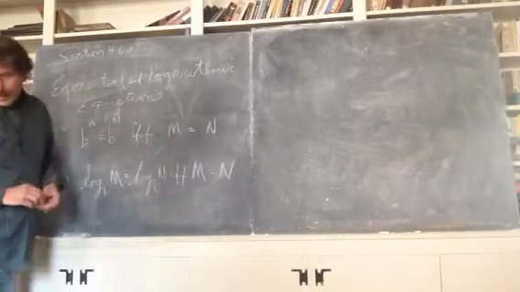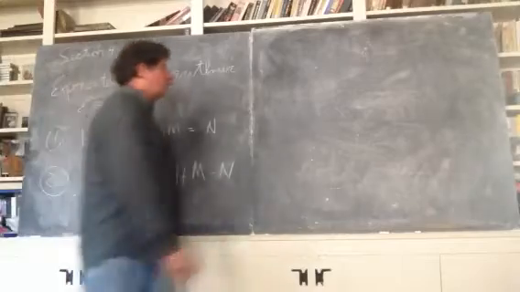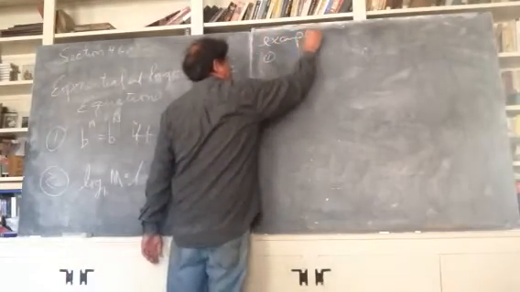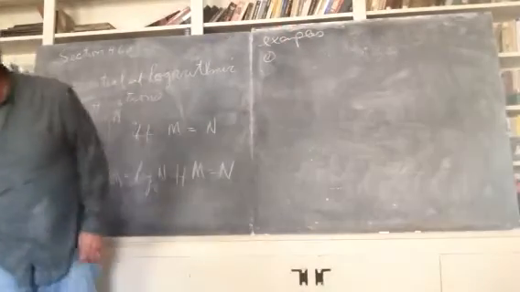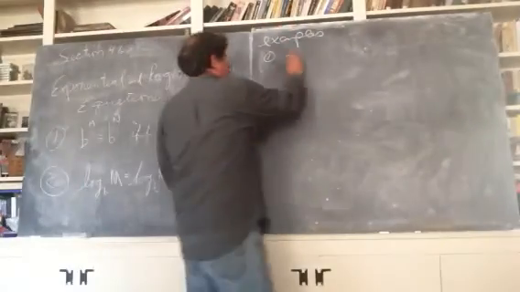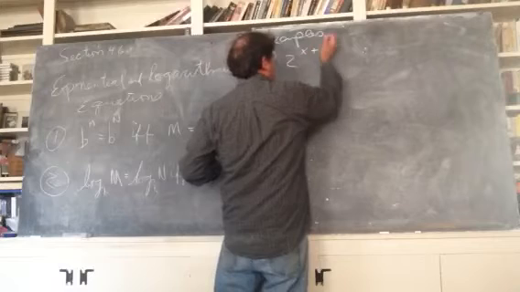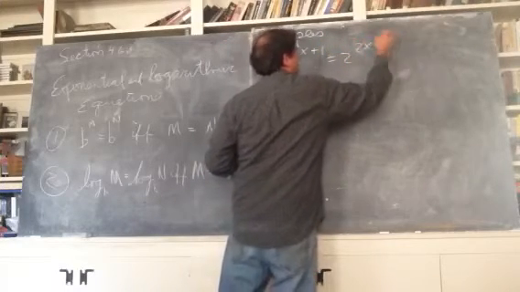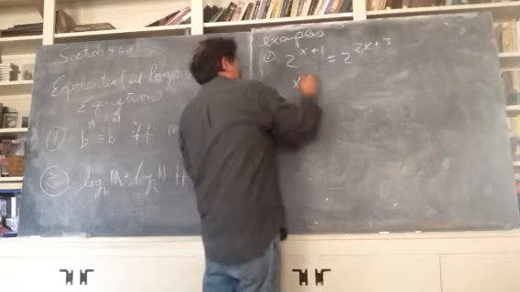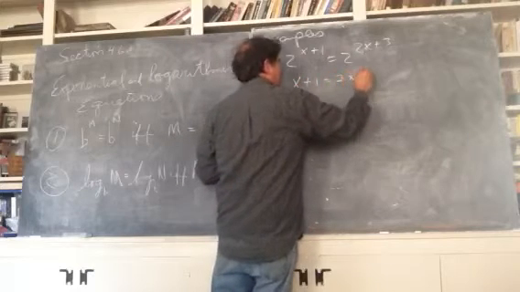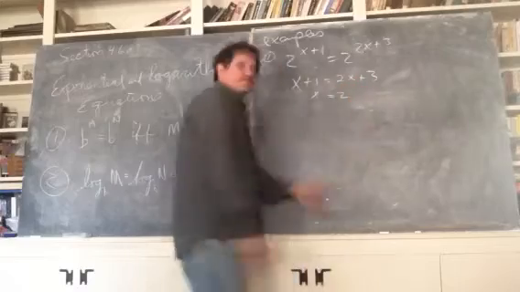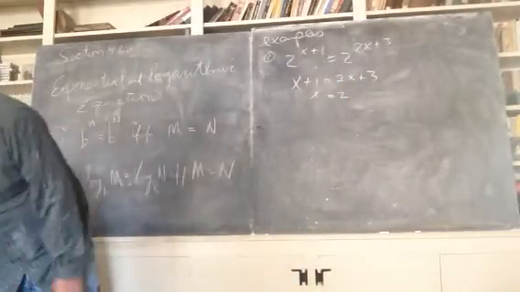And the way we're doing that, I have examples. Hopefully these are quick. I think the rest of this video is just a bunch of examples. For 2 to the x plus 1 equals 2 to the 2x plus 3, we have x plus 1 equals 2x plus 3, so x equals negative 2. There you go. That's an example.